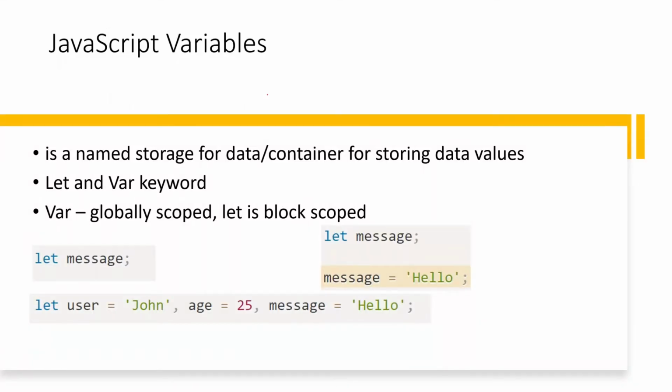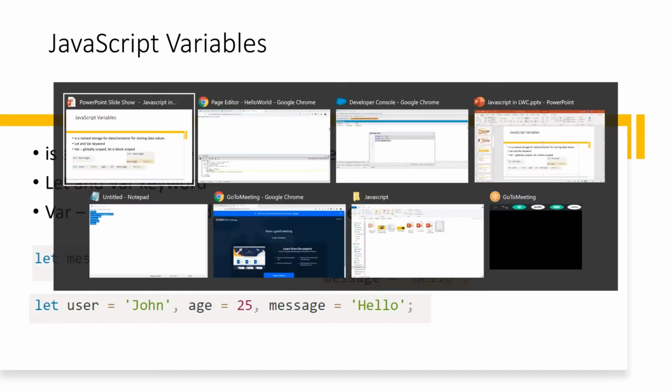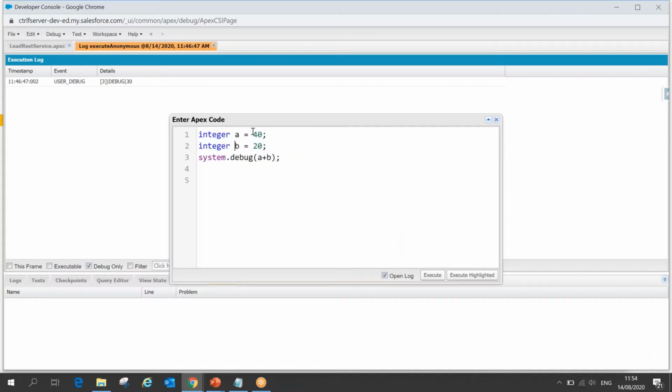So let's understand what a JavaScript variable is in this session. When I say JavaScript variable, what is the meaning of variable? A variable is nothing but where I can store my data. As I said in the previous session, when I want to store one integer value, let's say 40, somewhere and 20 somewhere, and then sum them up, I create a variable in Apex and store it.